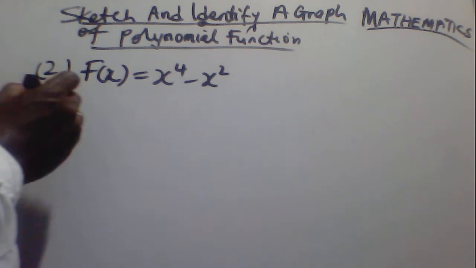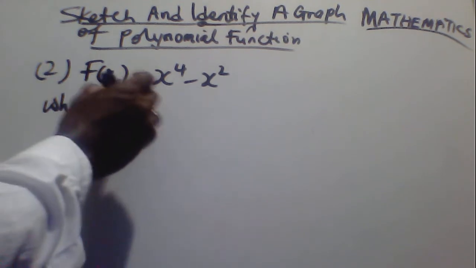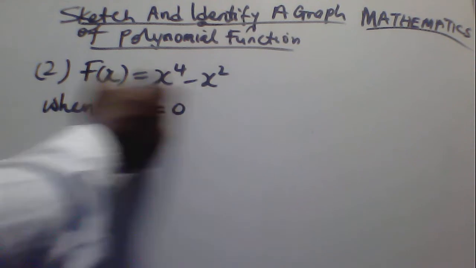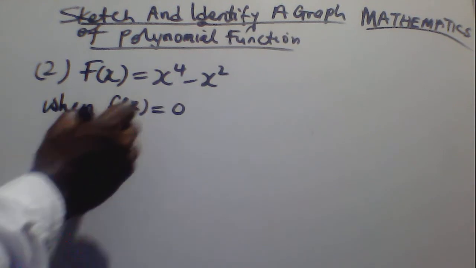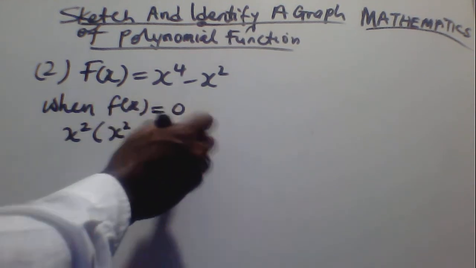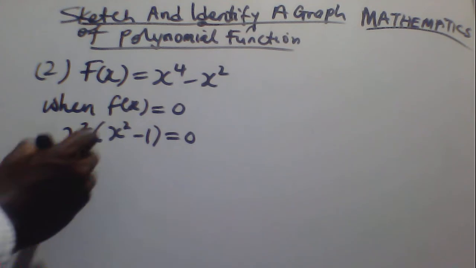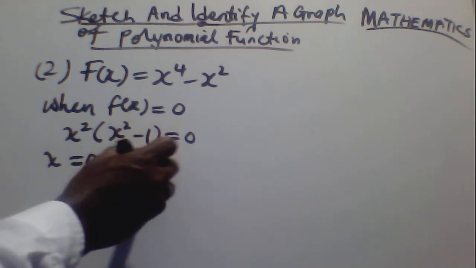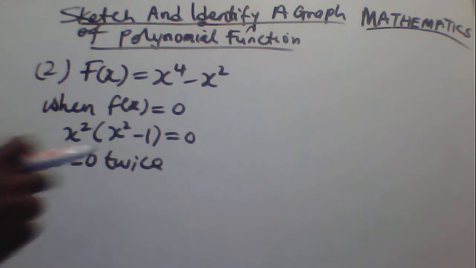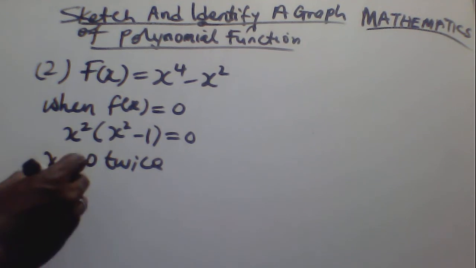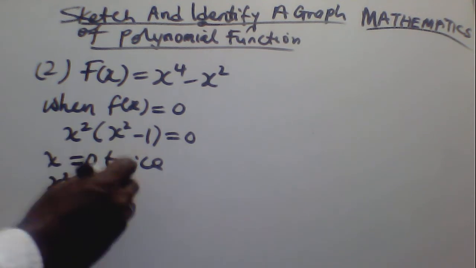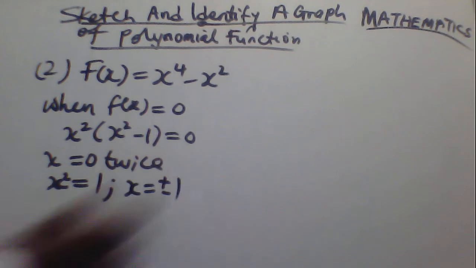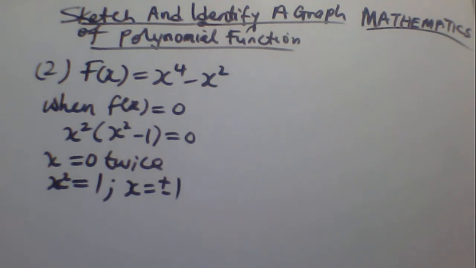So to start with, we know that when f of x is equal to 0, this function x raised to power 2, x squared minus 1, is equal to 0. So we have that x is equal to 0 twice. Second, x squared is equal to 1 and x is equal to plus or minus 1. So we have gotten the x intercepts of the curve on the x axis.